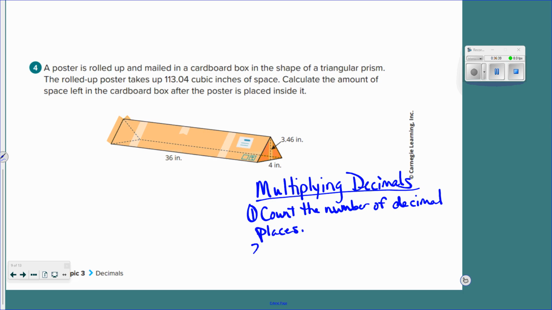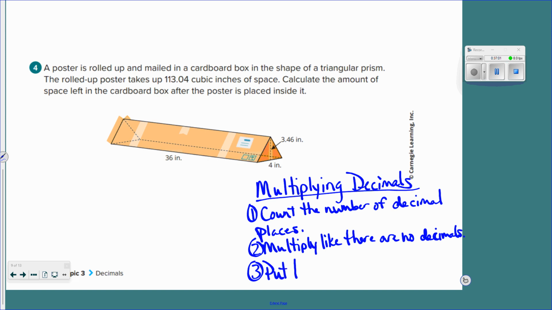Step 2, multiply by there are no decimals. In other words, ignore the decimals. And number 3, put the number of decimals in your answer.